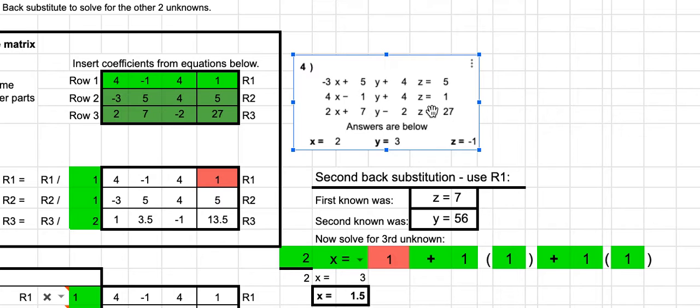So when I scan these equations, negative 3, 5, 4, no common factor. 4, 1, 4, no common factor. 2, 7, negative 2, no common factor. So that's the first thing.